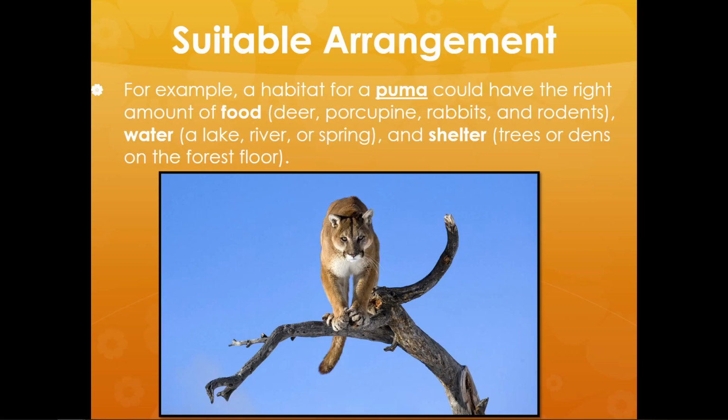So, for example, a habitat for a puma could have the right amount of food, such as deer, porcupine, rabbits, and rodents, water, like a lake, river, or spring, and shelter, which would consist of trees or dens on the forest floor.